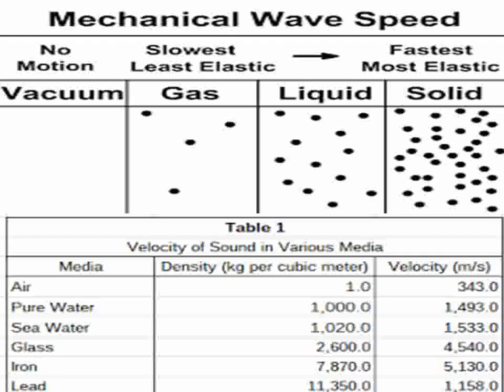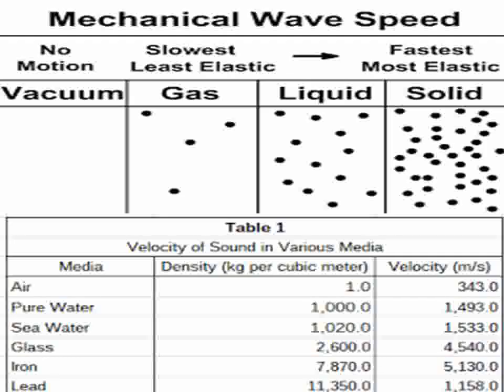In vacuum, no motion. Mechanical waves cannot travel in vacuum. No particles are there. In gas, particles are far away. Velocity is least. In liquid, particles are closer and velocity is more. There is more elasticity. In solid, there is highest elasticity, and due to highest elasticity, sound wave travels fastest in the solid. In table 1, velocity of sound in various medium is given.